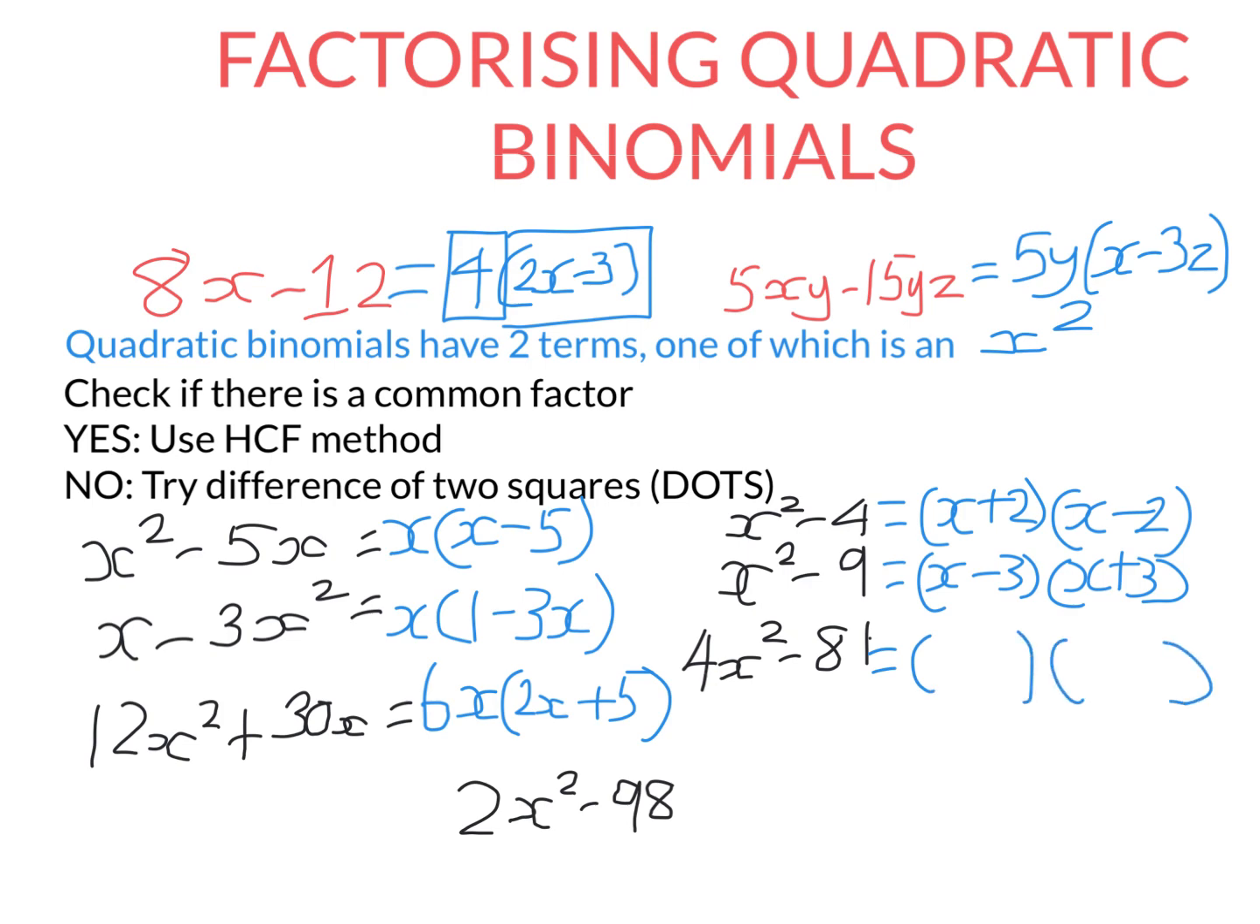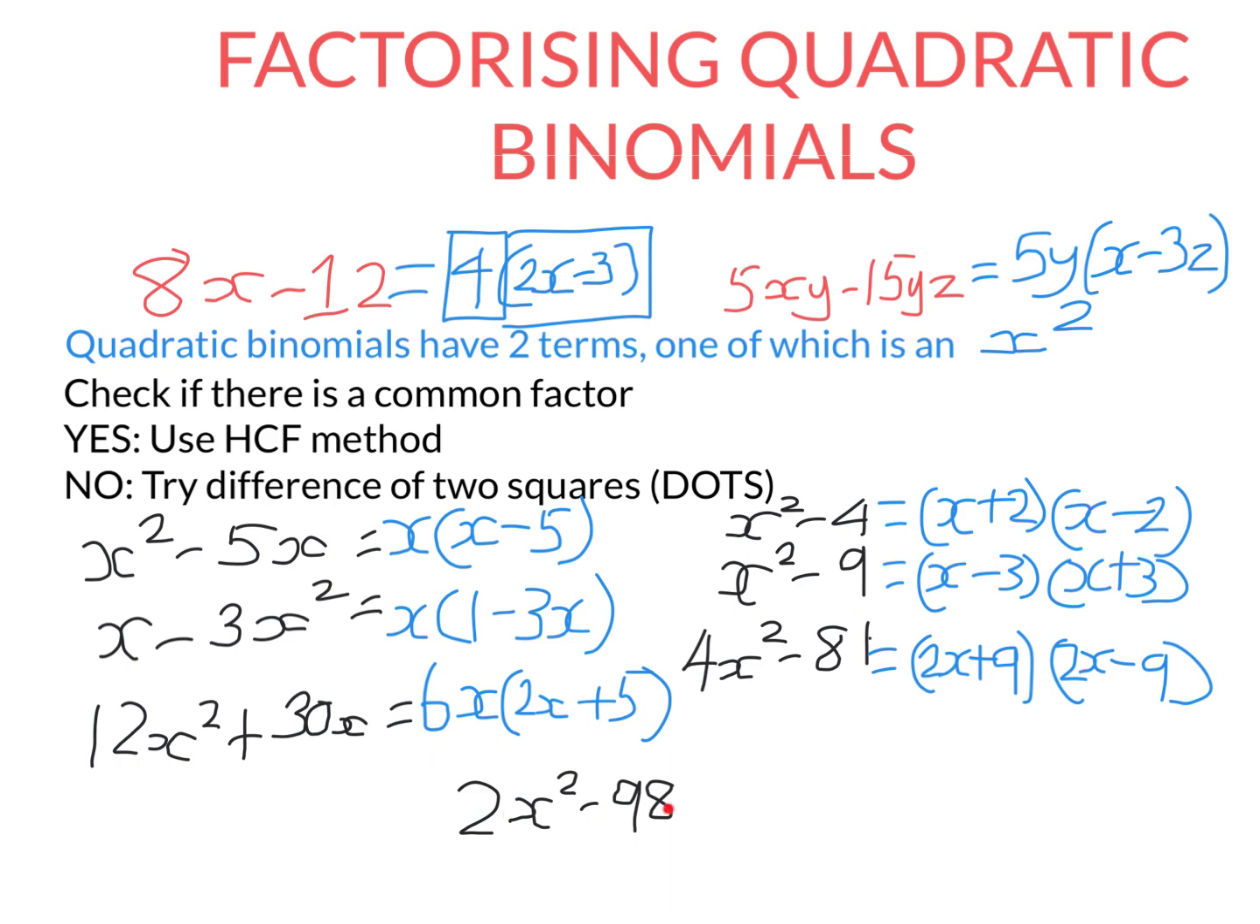So this is a quadratic binomial, but the two terms have no common factor, so we try difference of two squares. 4 and 81 are perfect squares. We have a perfect square minus a perfect square, so we use difference of two squares. And this is how you do difference of two squares. Set up two brackets, square root the first, so the square root of 4 is 2, square root of x squared is x. Square root 81, square root the second, one bracket gets a plus, one gets a minus.